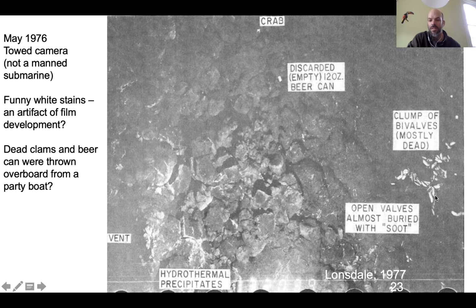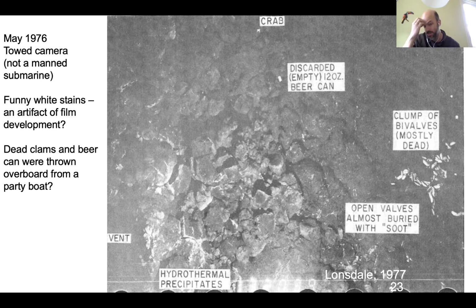They saw these clams that they could tell were clams, but they looked kind of dead, and some clams that they could tell were buried with soot. So the soot was really exciting because that was some confirmation that there was some kind of volcanic activity going on here. And they also found an empty beer can. And so they didn't really expect to see a whole lot of animals here.